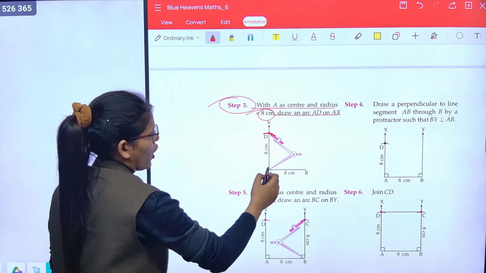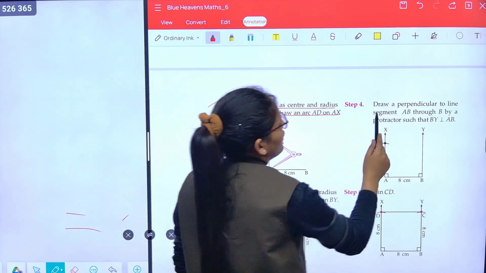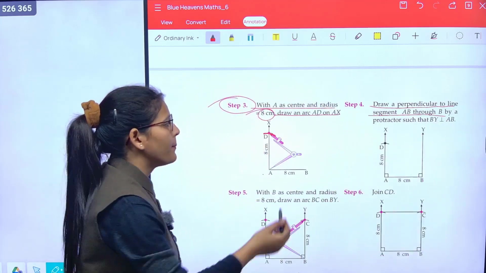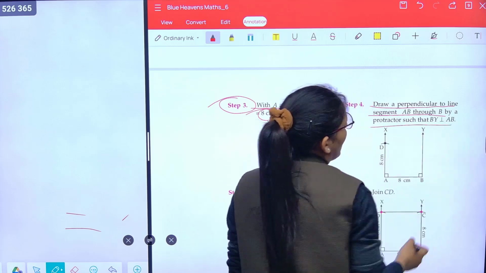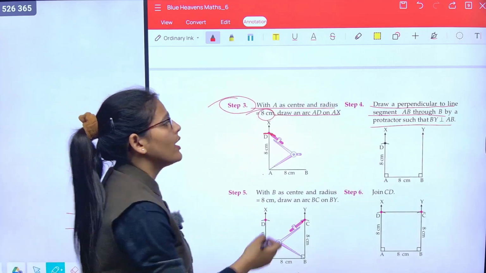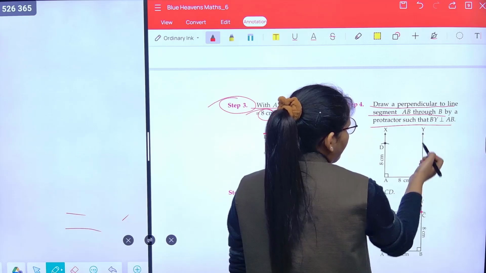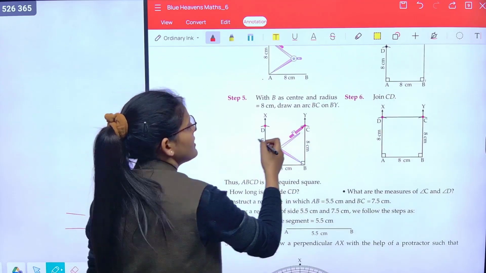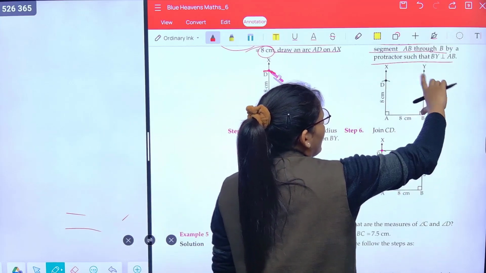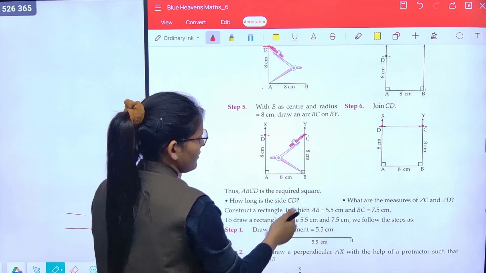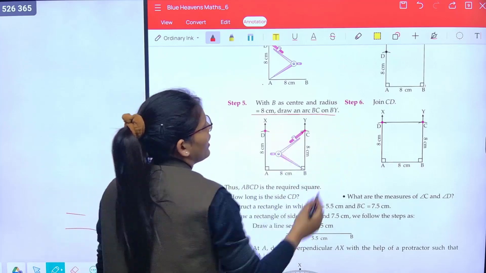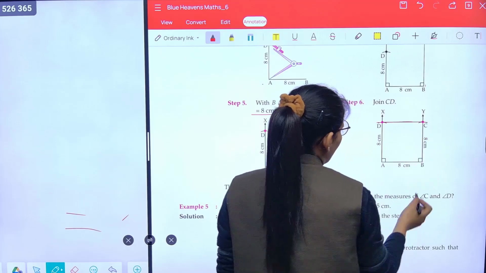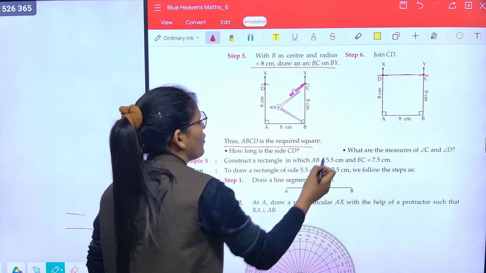On AX. Now draw perpendicular to line segment AB through B by a protractor such that BY perpendicular AB. Now class, again with B as center, again make arc. You can see here. Draw an arc BC on BY and join CD. So class, thus ABCD is a required square.